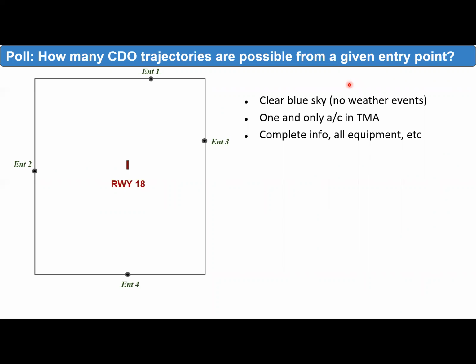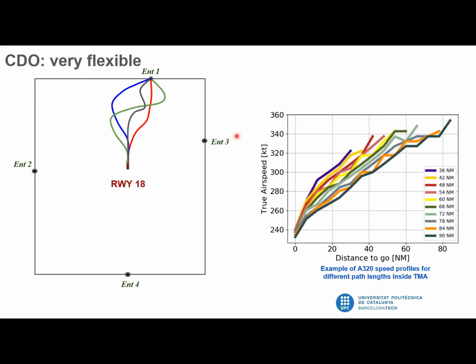Before we start, let's see how hard CDO STAR design is. Let's say you have a single entry point, single runway, everything is good, you have a really good aircraft, it's the one and only aircraft. My question is, how many CDO trajectories exist for the aircraft to land from this entry point onto this runway? This time it wasn't really a poll, it was a quiz. I knew the correct answer. The correct answer is an infinite number of trajectories.